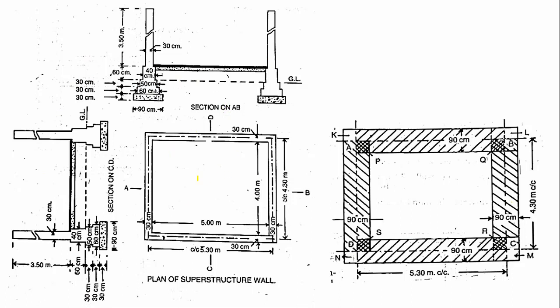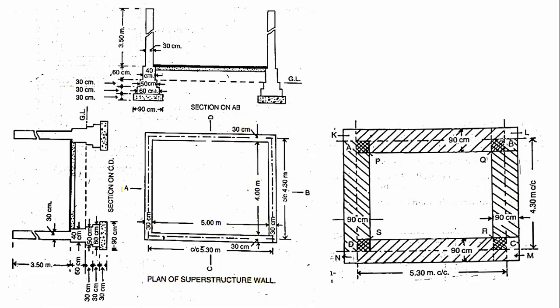So this is one single room building of size, you can see in the x direction it is 5 meters, in the y direction it is 4 meters, and wall thickness is 30 centimeters. So this is the plan of the one room that they have given.